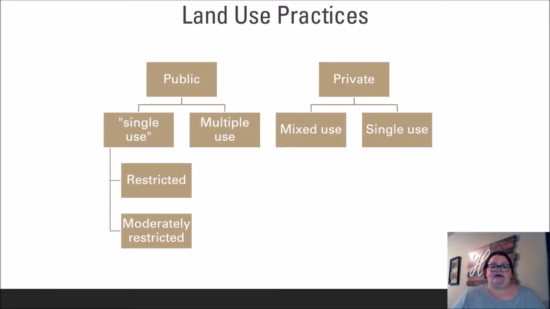In general, public land is managed under single-use restrictions and multiple-use practices. Single-use restrictions provide for lands to be either completely restricted or moderately restricted. Private land is managed similarly. It can be managed under a single-use practice, which is designated by zoning laws. Zoning laws are regulations that identify a particular use of land as being solely for the purpose of residence or industry, for example. These laws are done to attempt to find the best use of the land in question.